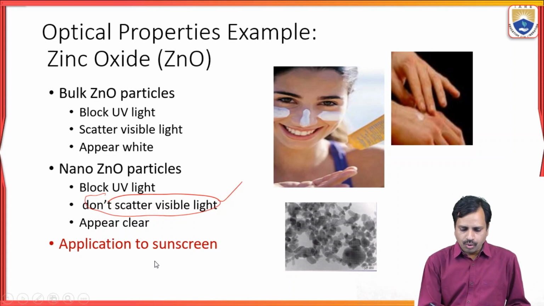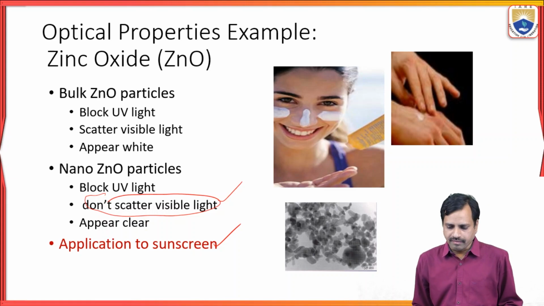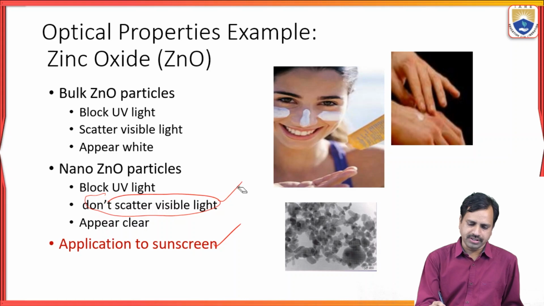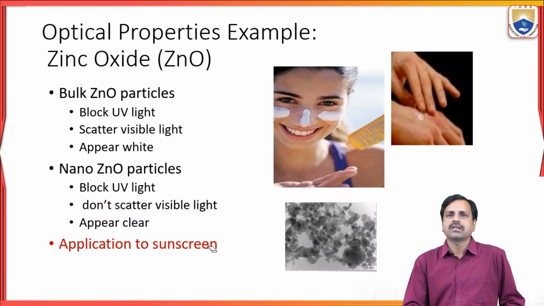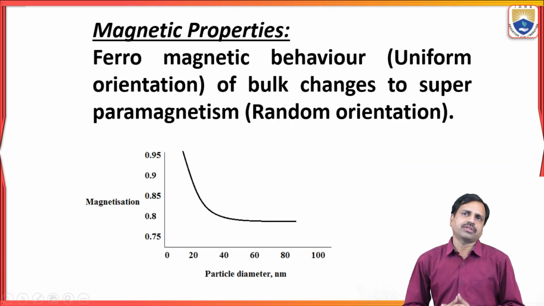So that's why only nano zinc oxide is used as a sunscreen, whereas normal zinc oxide is not used as a sunscreen, because it will not protect from the UV rays. Like that, we'll see magnetic properties. Some magnetic properties will also change.